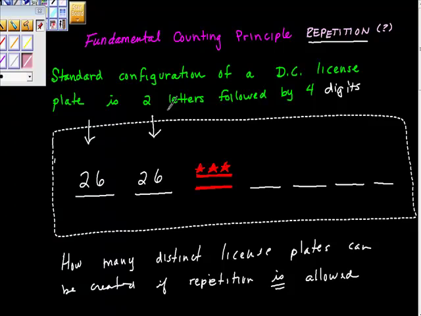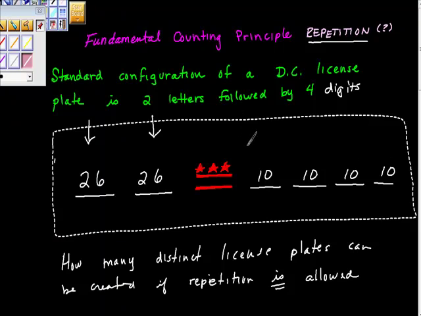And it says it is followed by 4 digits. Well, how many single digits are there? There's 0 through 9, right? How many is that? That's 10, isn't it? And how many choices would you have for the next number? 10 and 10 and 10, right?